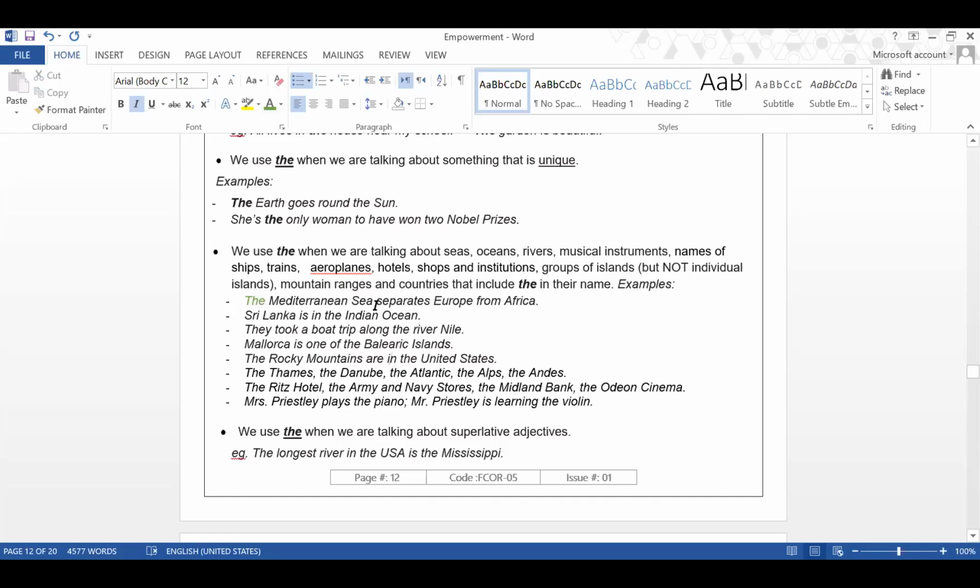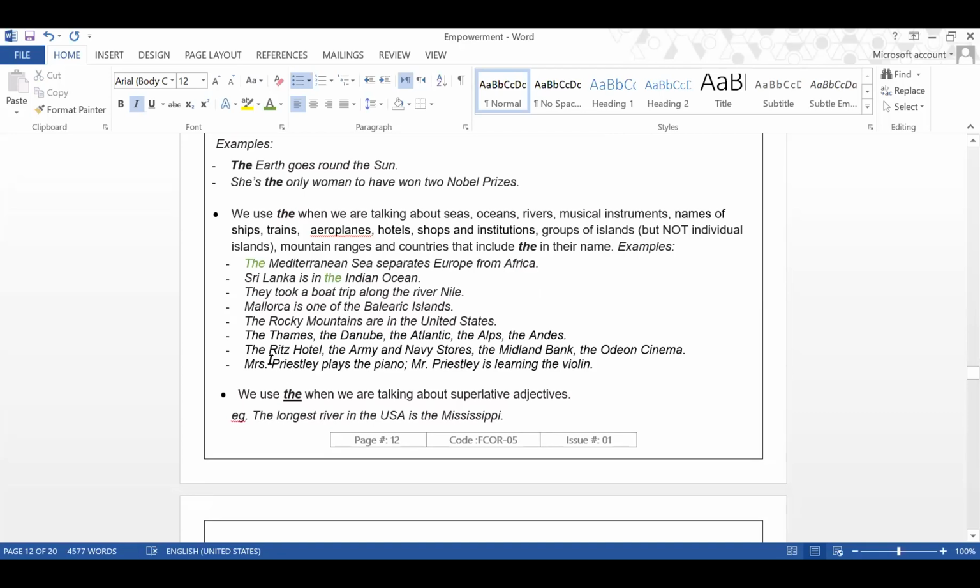Sri Lanka is in the Indian Ocean, the name of an ocean. So we have the article the. They took a boat trip along the river Nile, because you have the name of a river, and so on. You can read these examples alone.